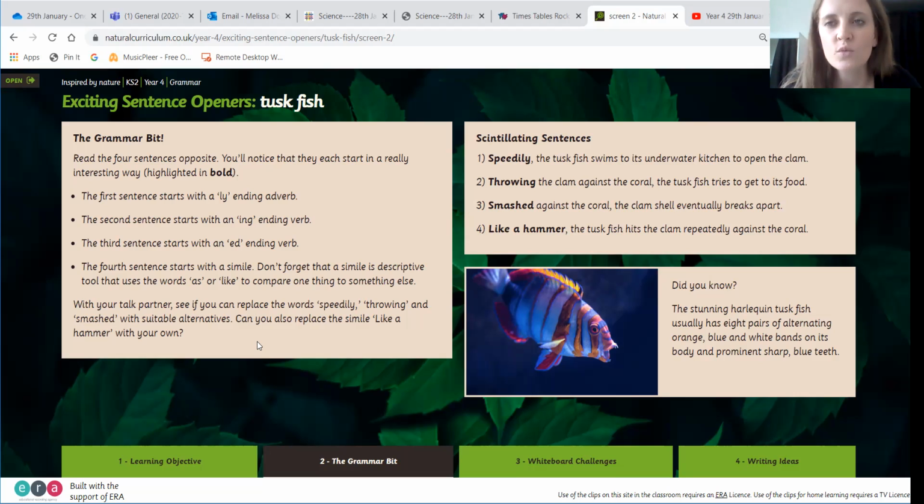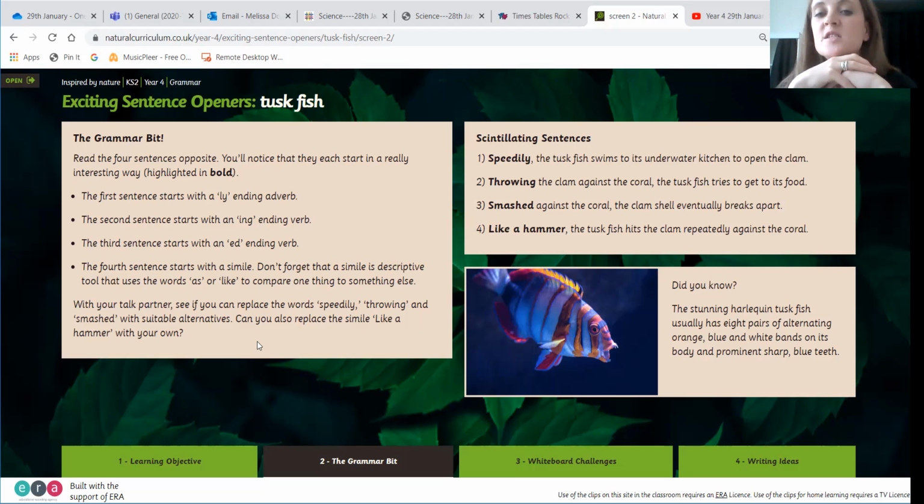Okay, so I will read through them with you. The fourth sentence starts with a simile. Don't forget that a simile is a descriptive tool that uses the words as or like to compare one thing to something else. So let's read the 4 scintillating sentences.